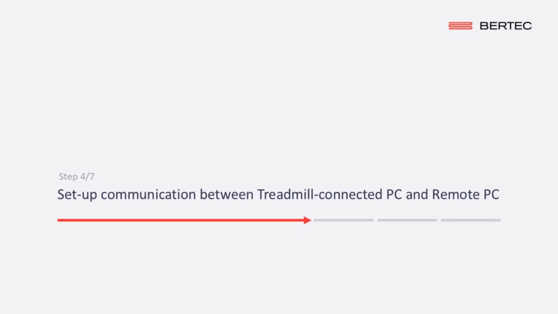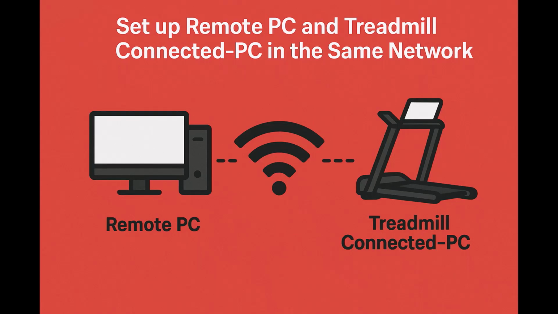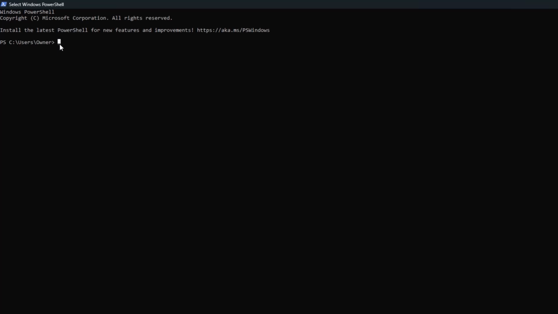Step 4. Set up communication between the Treadmill-connected PC and the remote PC. For this step, work with your IT department to set the remote PC and the Treadmill-connected PC in the same network. Once the network setup is complete, verify it using PowerShell. On the Treadmill-connected PC, open PowerShell. Ping the IP address of the remote PC. If the reply is received by the Treadmill PC, then the setup was successful.